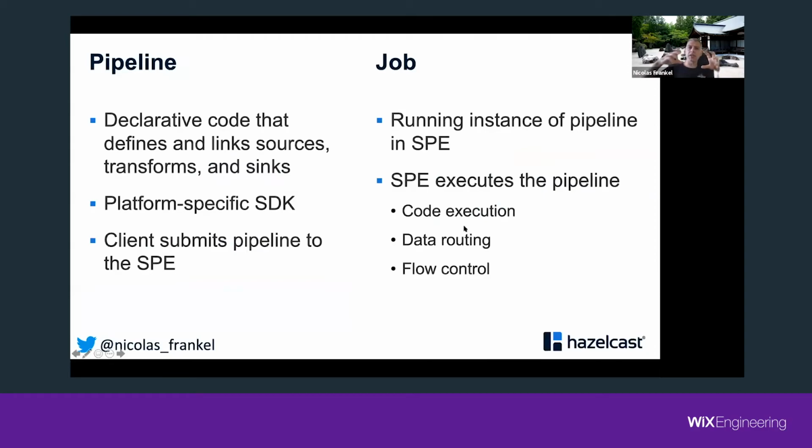There are two concepts in Jet, and while the semantics will be the same, the words might be a bit different. There is something called a pipeline, and the pipeline is just declarative code. And then when you take that pipeline and submit it to the stream processing engine, it becomes a job, a running instance of your pipeline. And the processing engine handles, as I mentioned, everything: the parallelization, the code execution, everything.